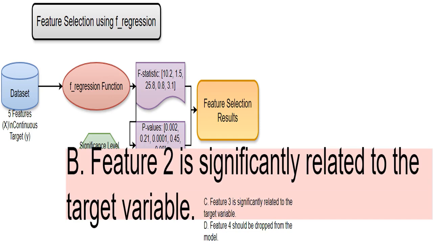Awesome. This statement is about the second feature. Its p-value is 0.21, which is greater than 0.05. That means I don't have enough evidence to say there's a significant relationship.